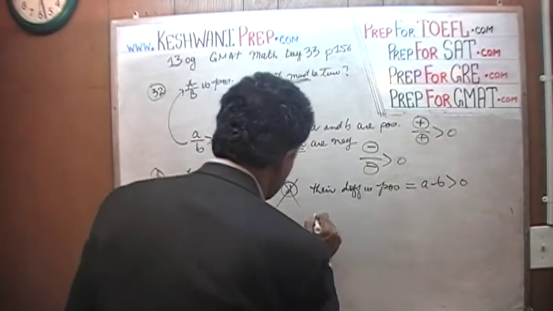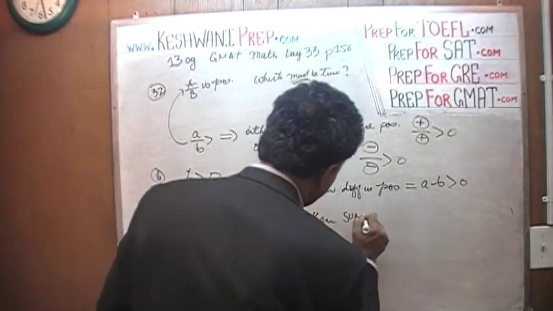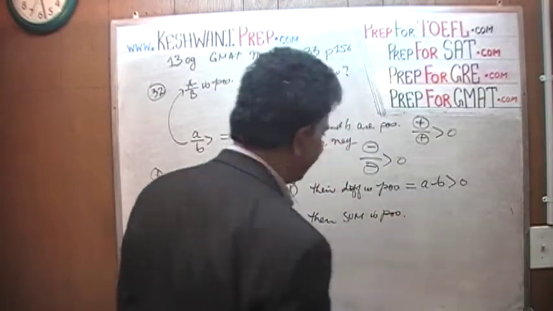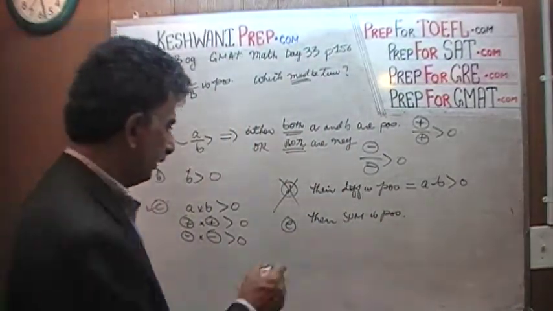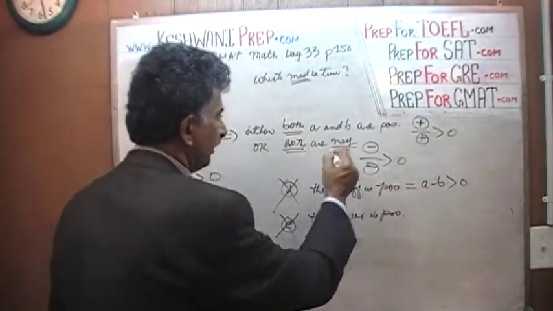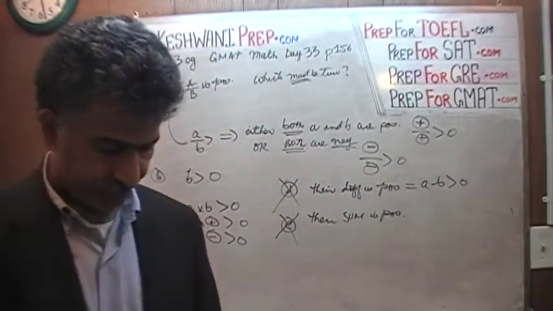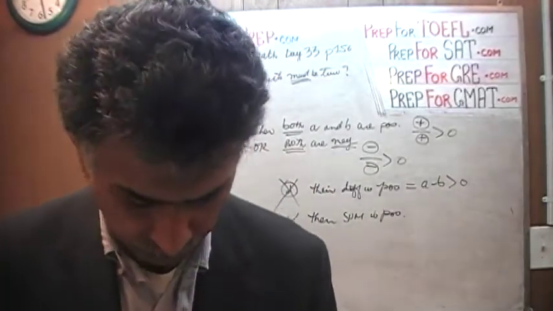And in E, they go on to say that their sum is positive. Again, that is also something that's not necessarily true. How can their sum be positive if they both turn out to be negative? That's all. Let's do the next one, shall we?